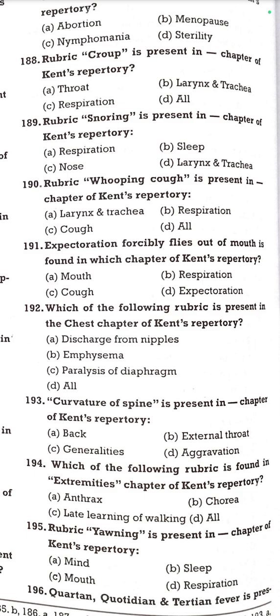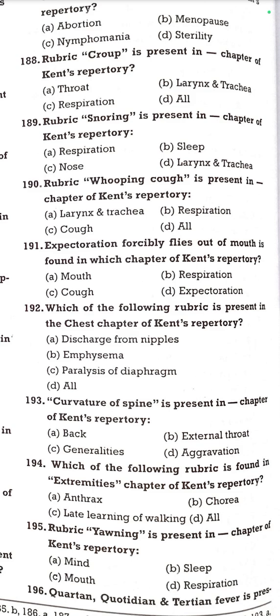192. Which of the following rubrics is present in the chest chapter? So the answers are discharge from nipples, emphysema and paralysis of diaphragm. 193. Curvature of spine is present in back chapter. 194. Which of the following rubrics is found in extremities? So the rubrics are anthrax, chorea and late learning of walking.